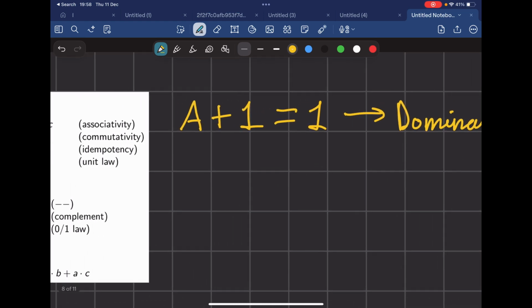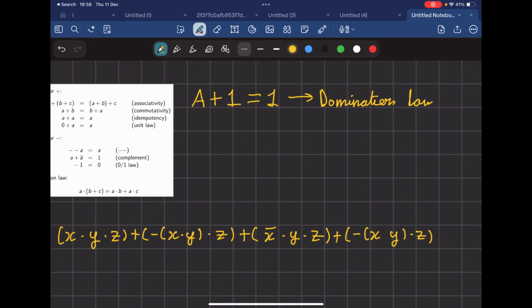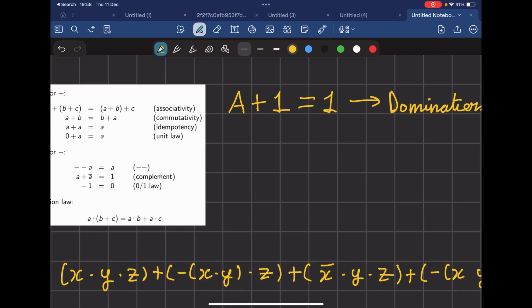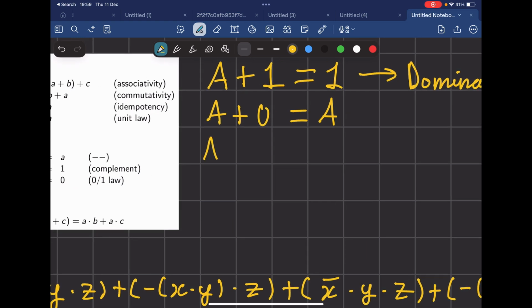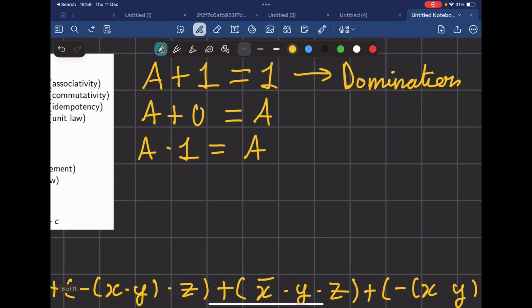Another thing to notice is that A plus 0 is just A, because the truthiness of this only depends on A. Other things to notice are that A and 1 is just A. This is called the identity law.